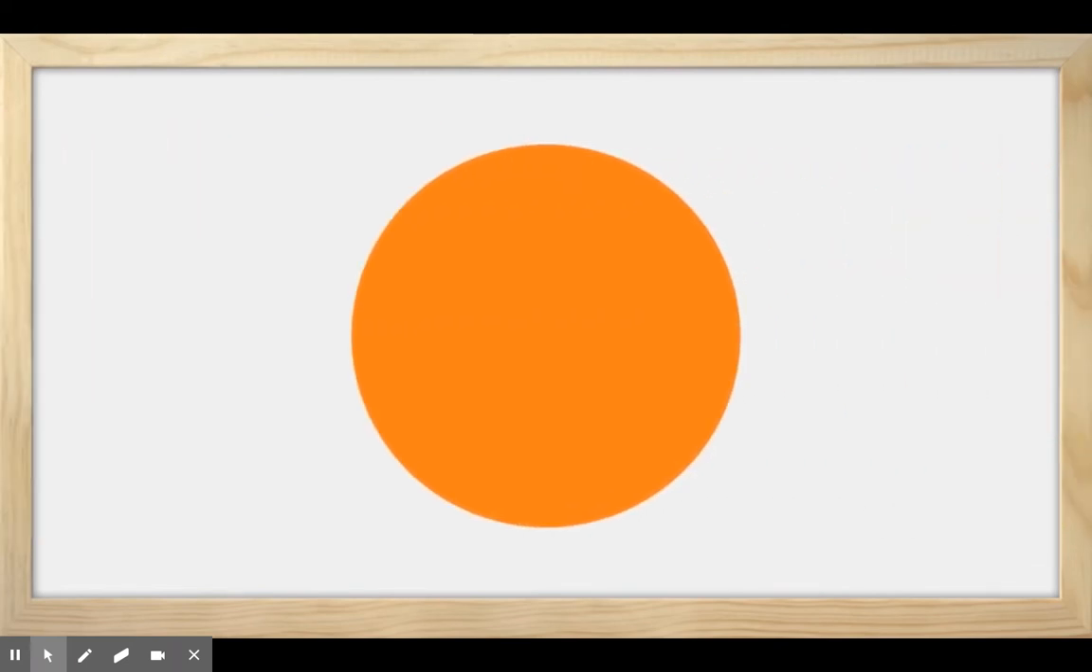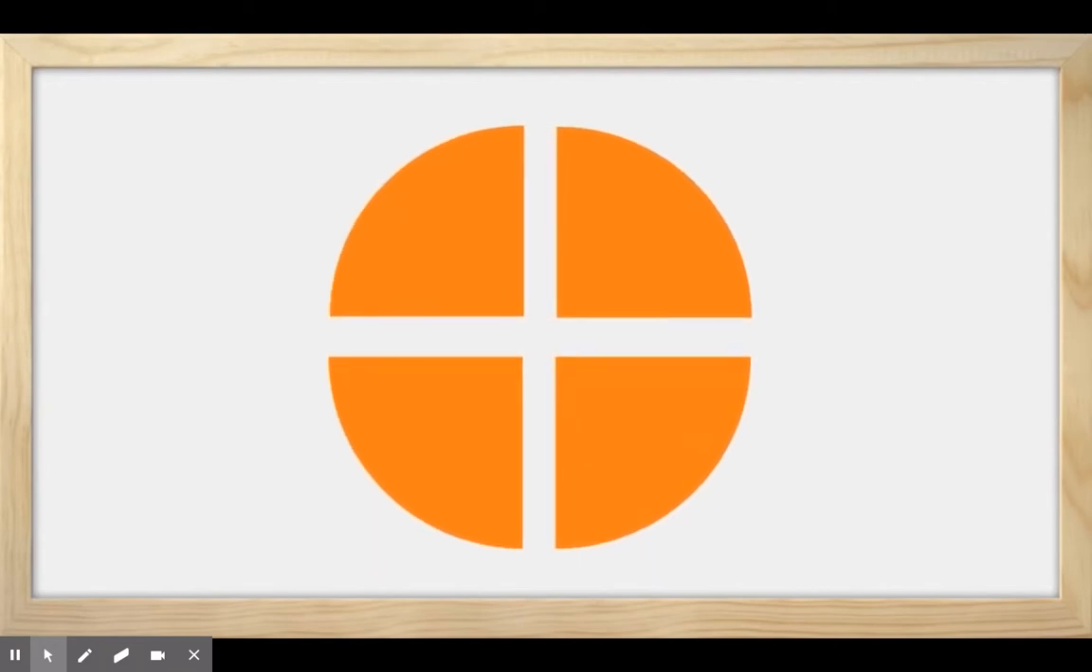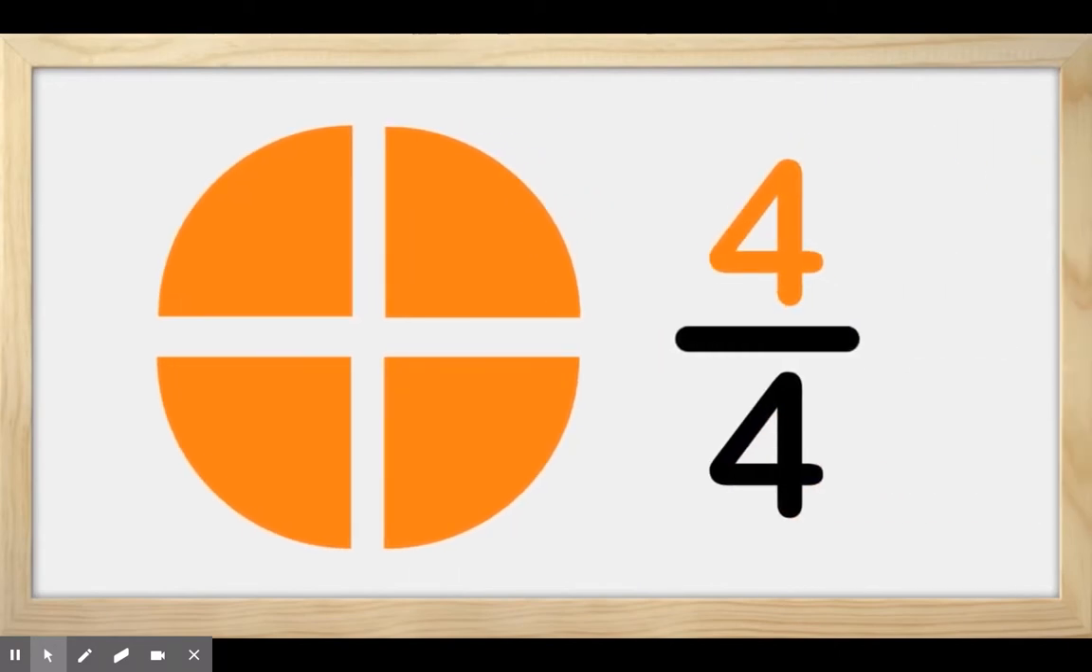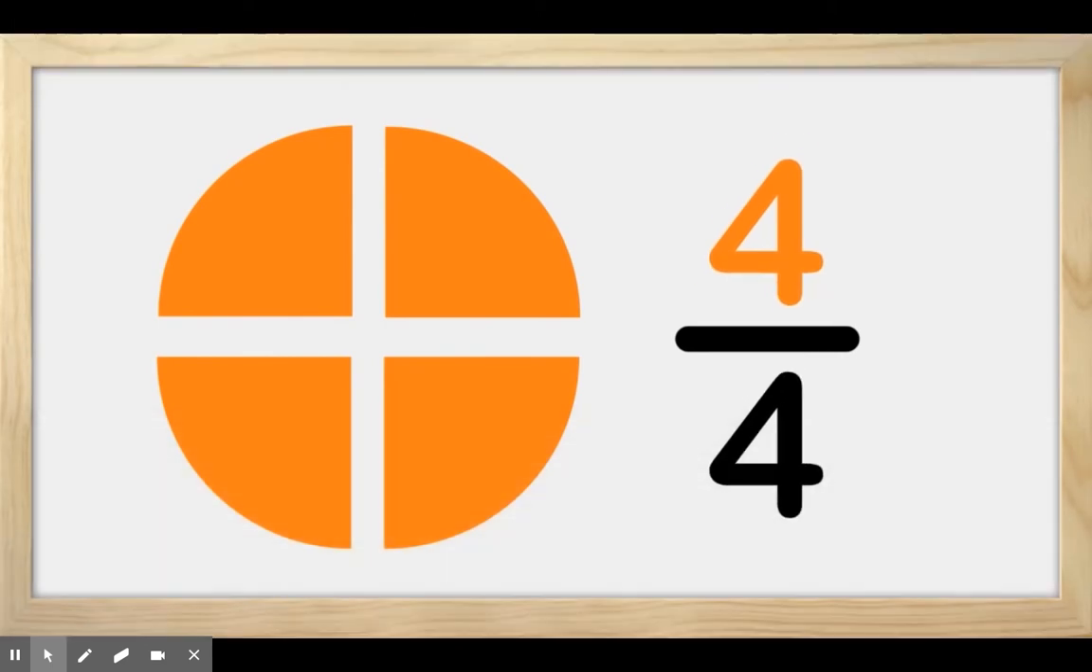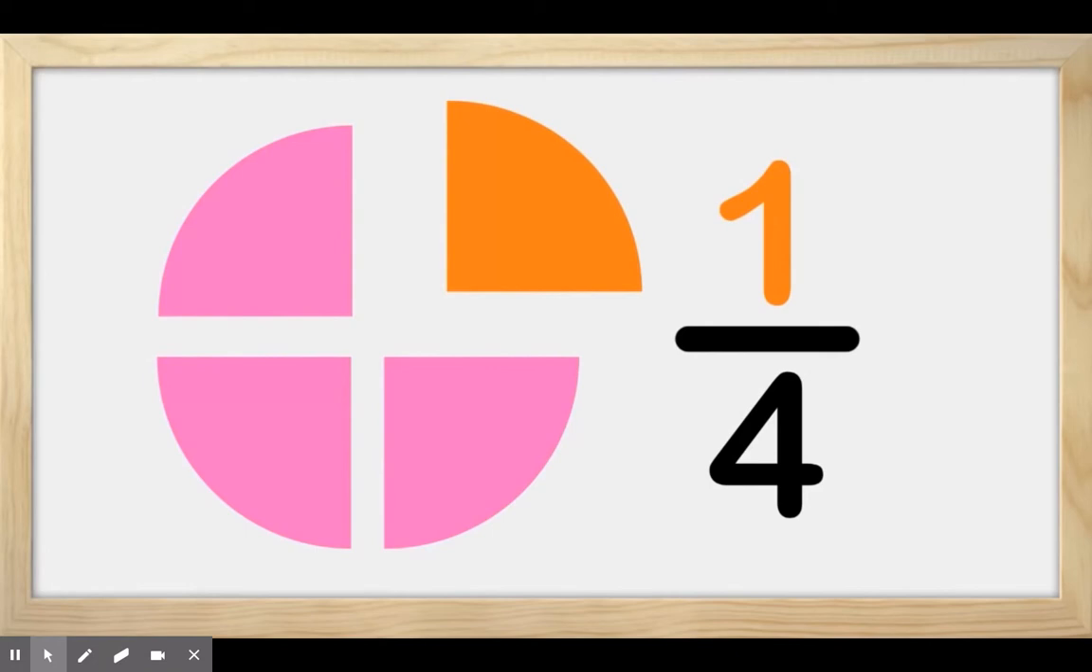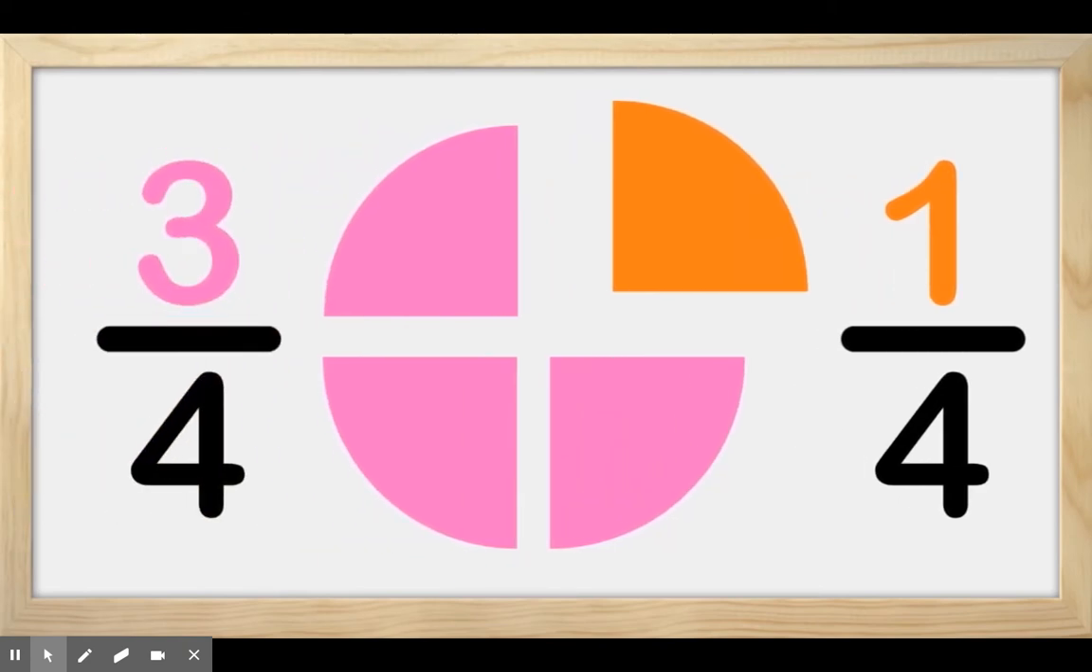Here is another circle, and I divided this circle into 4 separate parts. Right now, I have 4 pieces over 4 pieces. We call these 4/4. There are 1, 2, 3, 4 pieces, which gives us 4/4. But... Hey, I want one. Me too. Me too. I have 3 sisters that want a piece of the circle. I have 1/4 of the circle, but can you tell me how many fourths of the circle my sisters have? They have 3/4 of the circle.